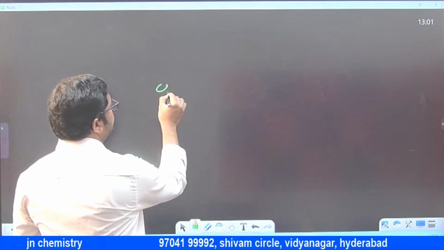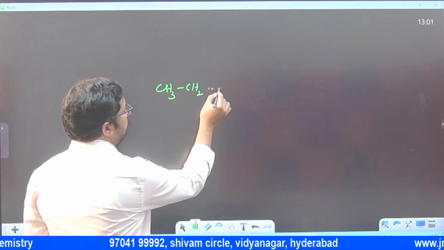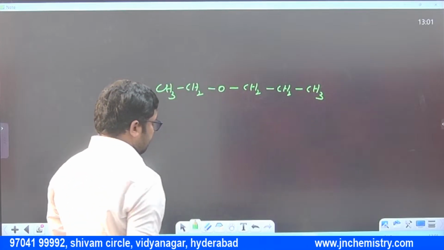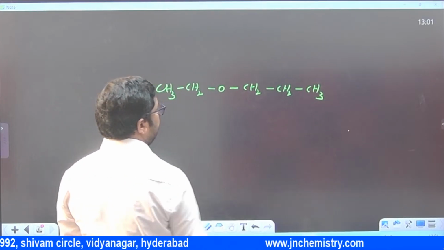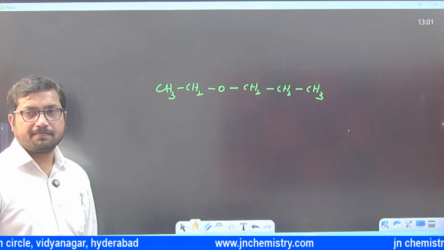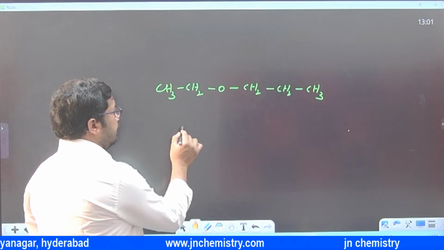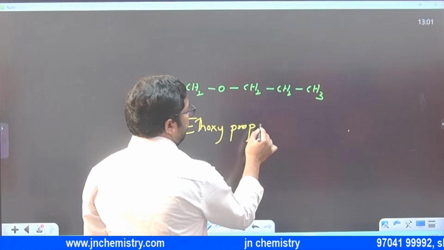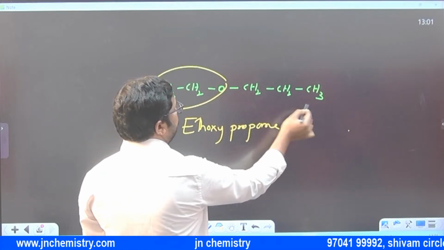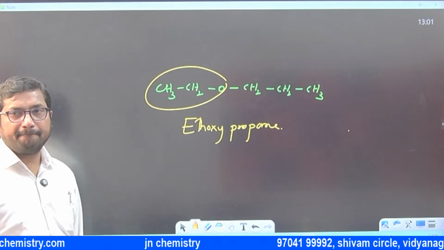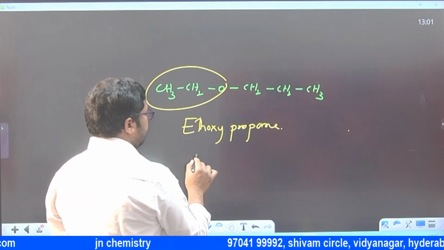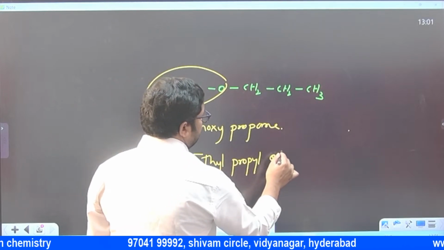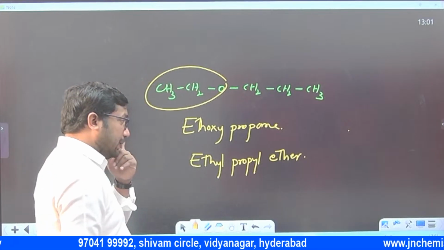For example, tell me this. Ethoxypropane, IUPAC name, very good. Ethoxypropane. So common name? Ethyl propyl ether. Ethyl propyl ether.